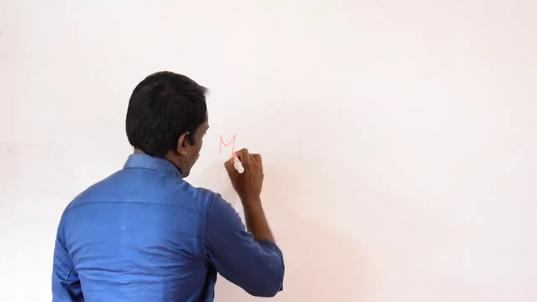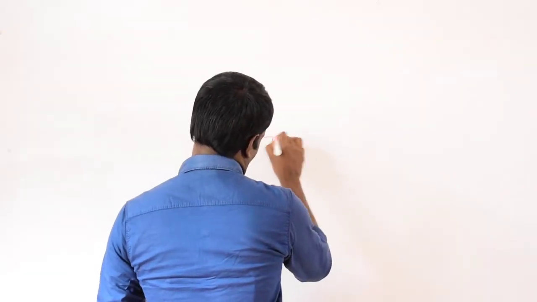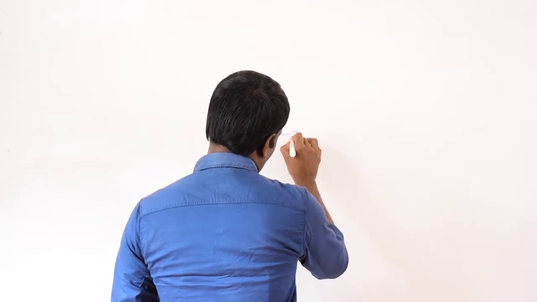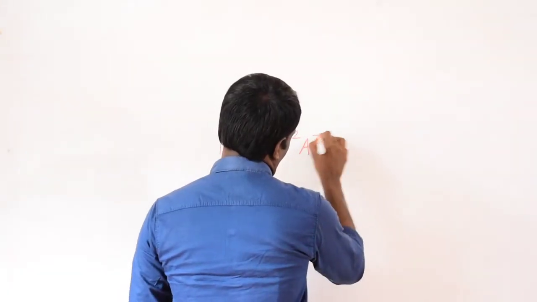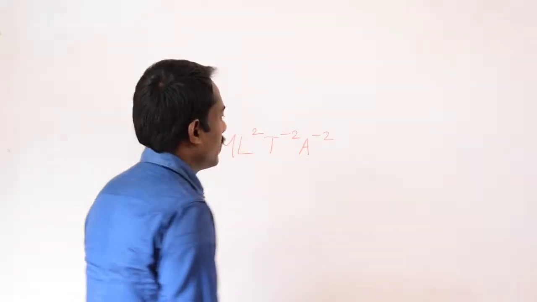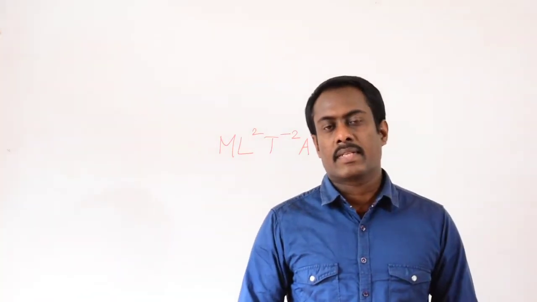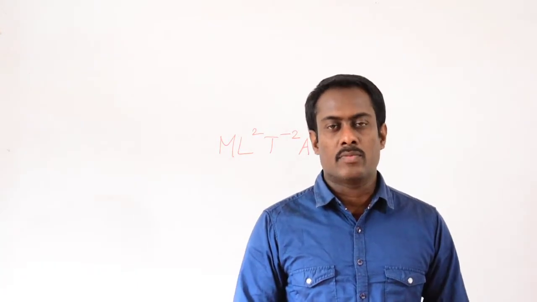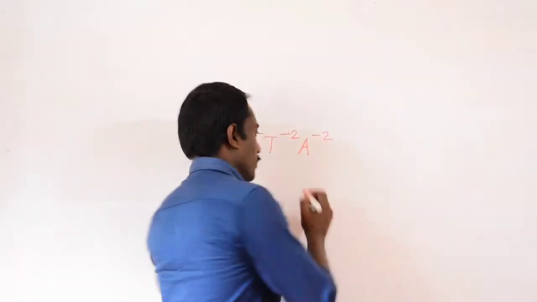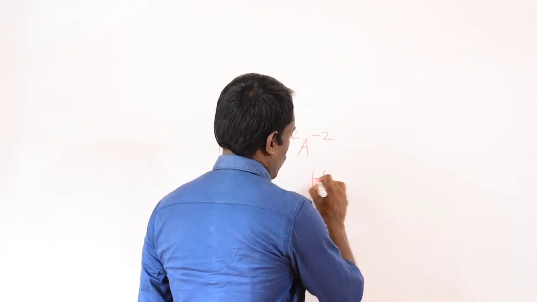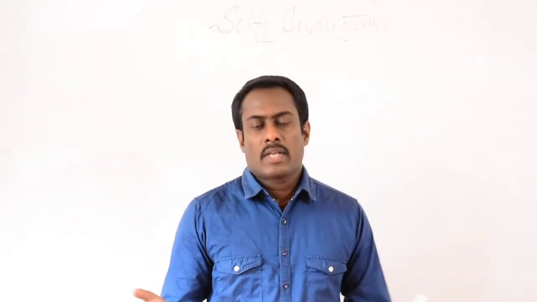Self-inductance is a scalar quantity whose dimensions are M L square T raised to minus 2 A raised to minus 2. The SI unit of self-inductance is Henry, which is denoted by the capital letter H.